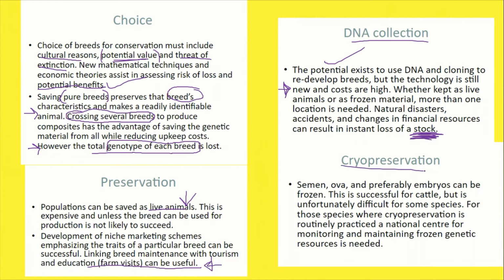Of course, we have cryopreservation. Once you have collected DNA and stored it appropriately, then you also need to do what we call cryopreservation of other materials. Here we do cryopreservation of semen, ova, and even embryos. It has been done successfully for cattle, but of course it is difficult for some species, but we keep researching and exploring. So for those species where cryopreservation is routinely practiced, a national center for monitoring and maintaining frozen genetic resources is needed.